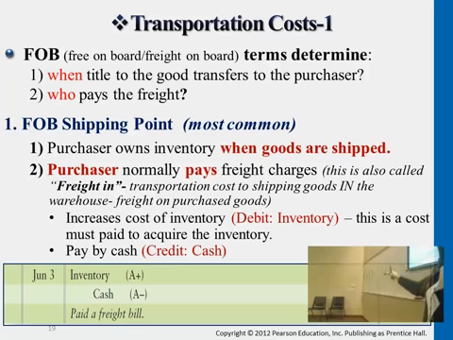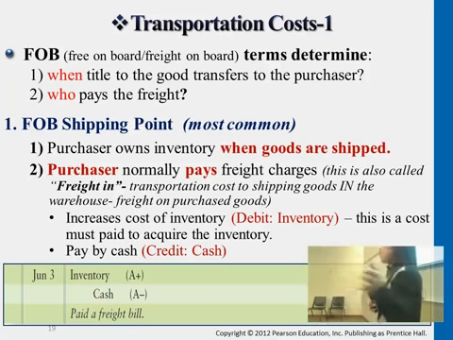If my company purchases inventory and the ship term is FOB shipping point, then the purchaser, my company, will be paying the freight cost. At the same time, it also means that once the goods are shipped out from the seller, throughout the entire transportation process, the goods belong to my company. So the FOB term determines which party is paying the freight charge, and also which party is entitled to the goods during the transportation process.